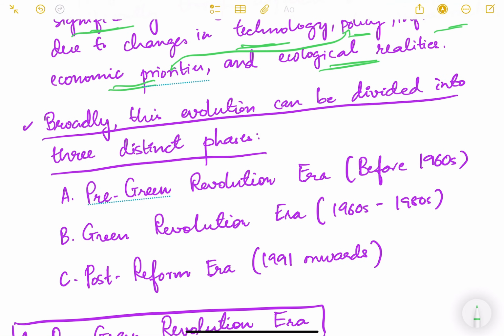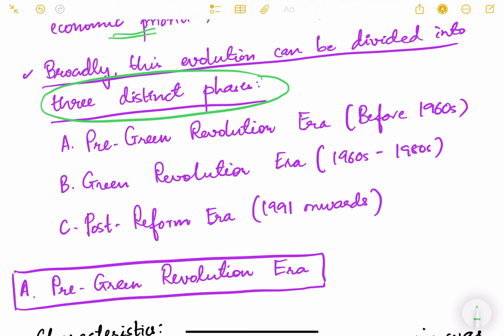Now broadly, this evolution can be divided into 3 distinct phases, where we see different kinds of developments. The first is the period before the Green Revolution. The Green Revolution was brought in the 1960s. So before the Green Revolution, that is from independence till the 1960s, there was a different kind of evolution in cropping patterns.